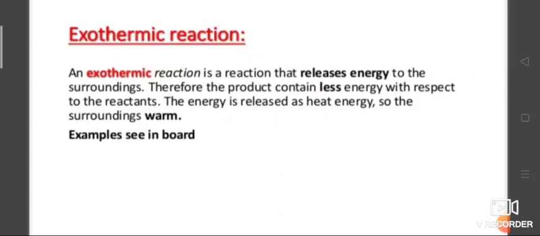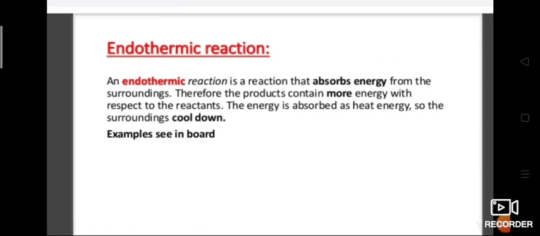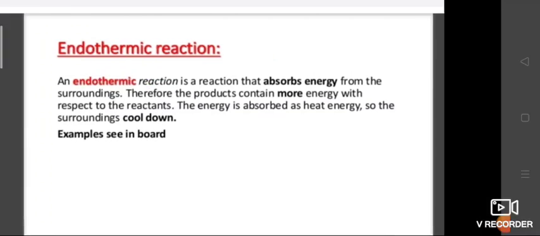Examples of exothermic reaction: all the combustion reactions. Endothermic reaction: all the dissociation reactions or decomposition reactions are examples of endothermic reactions.